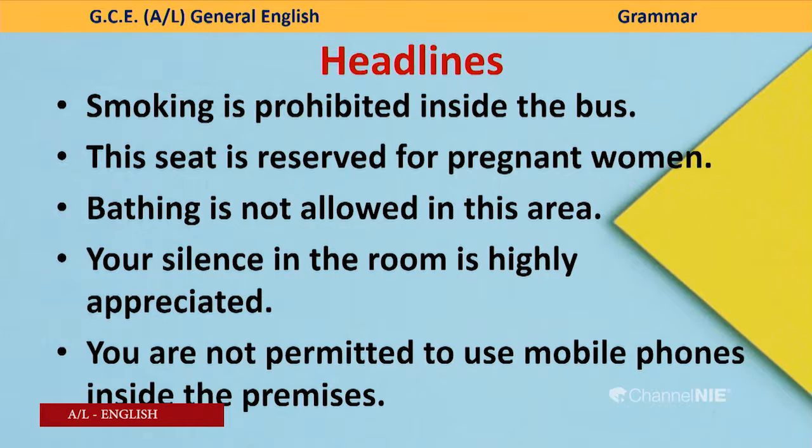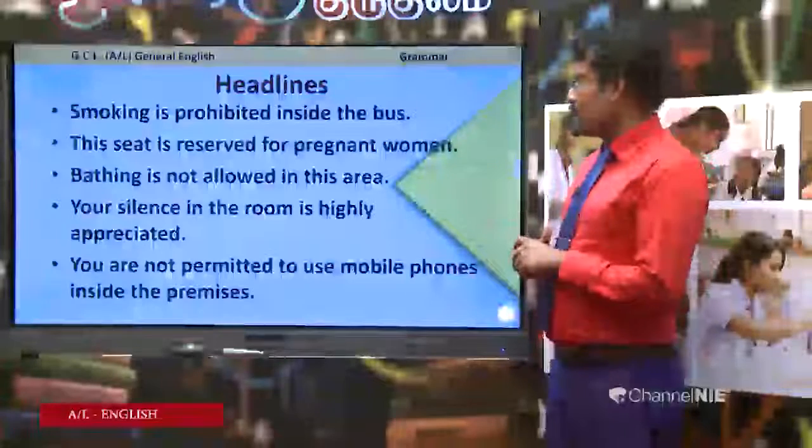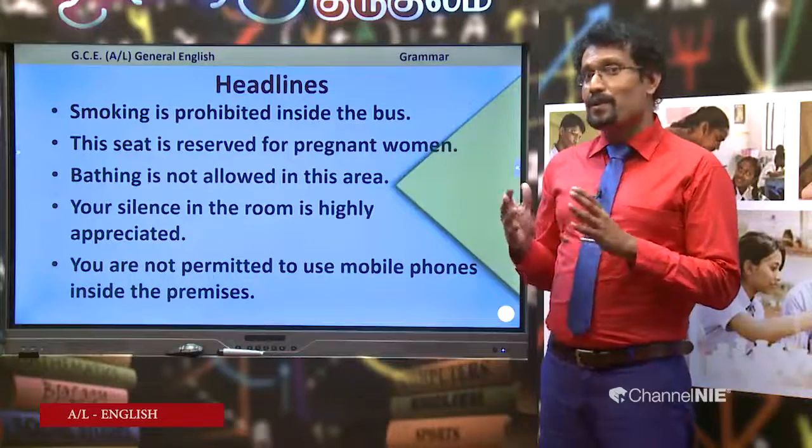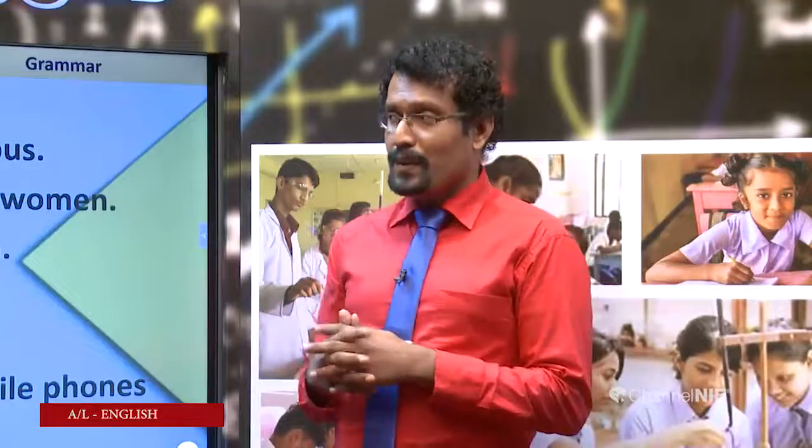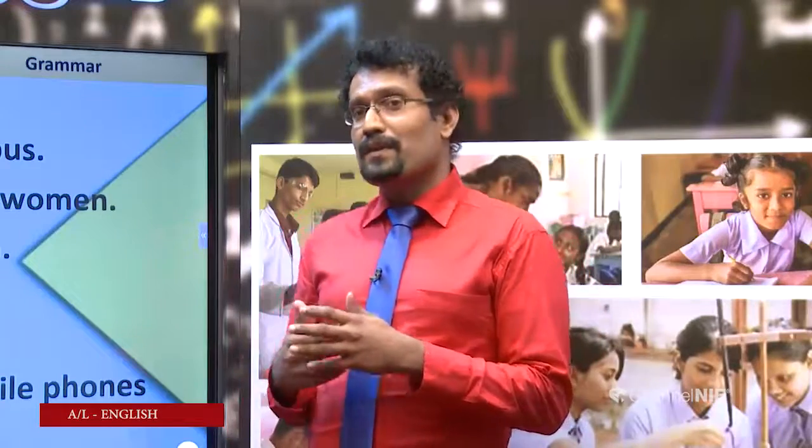When you go to a factory, sometimes you can see a headline like this: You are not permitted to use mobile phones inside the premises. But there is something in these sentences. There is no doer. By whom, it is not mentioned. So sometimes when we use the passive voice, we do not need to mention the doer who is doing the action.